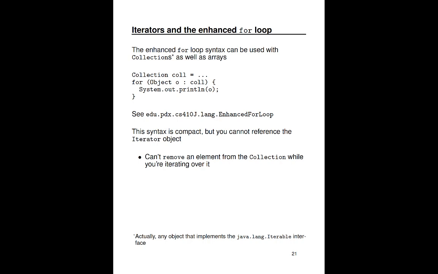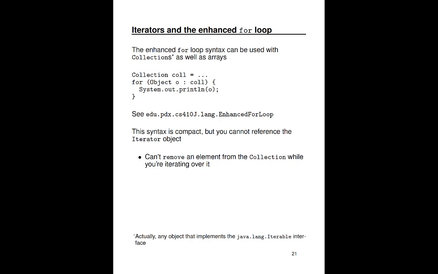Actually, it's anything that implements the Iterable interface, but for these examples, it'll just be collections. So we can say for Object o colon, or "in", a collection, go ahead and do it. This is syntactic sugar over getting an iterator from that collection and iterating over it. This is nice because it not only saves some typing, but you don't need to worry about the iterator object.